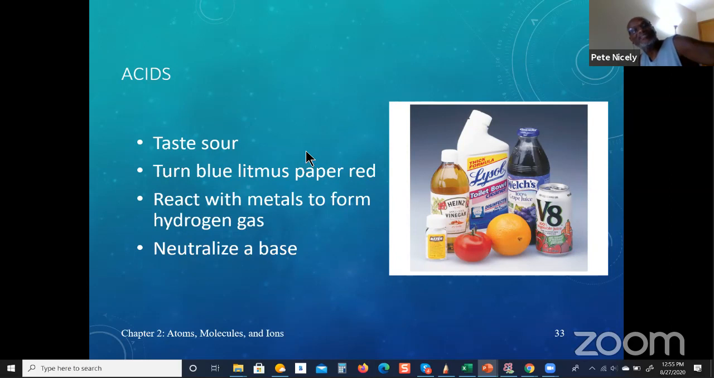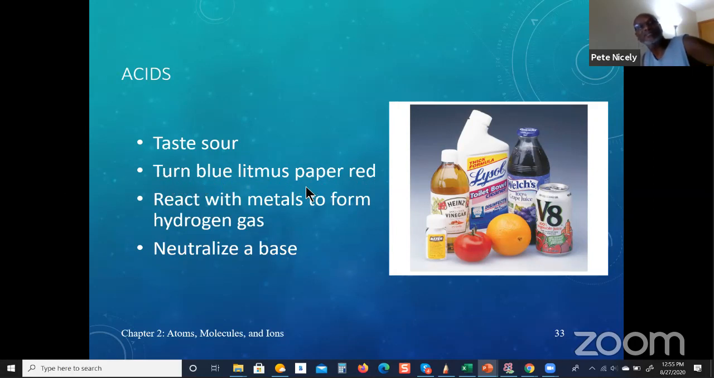Now, let me just say this while I'm at it. Please, please, please, if you're in a lab and you want to find out that something is acidic, please do not taste it. That is not the way we do things in the lab. We carry out tests such as what is indicated in the second property here. Acids turn blue litmus paper red.